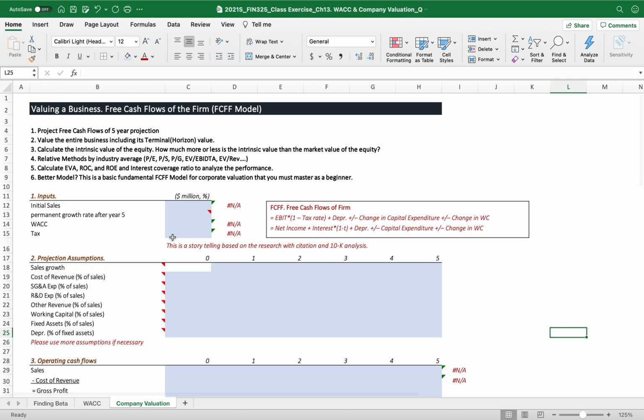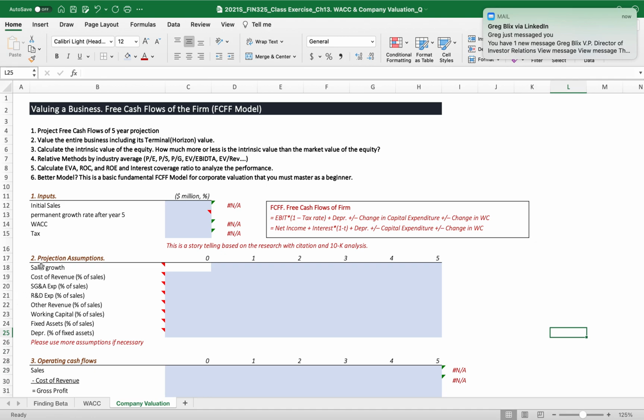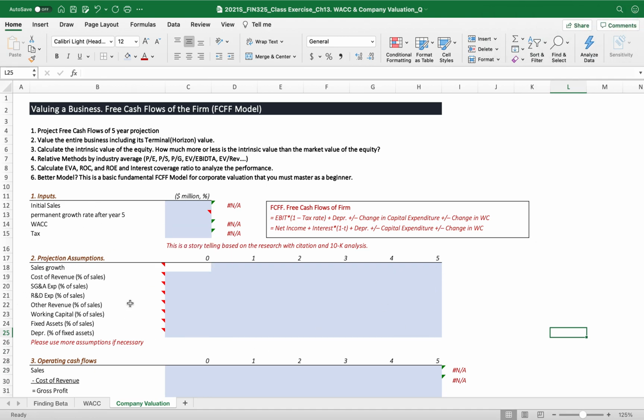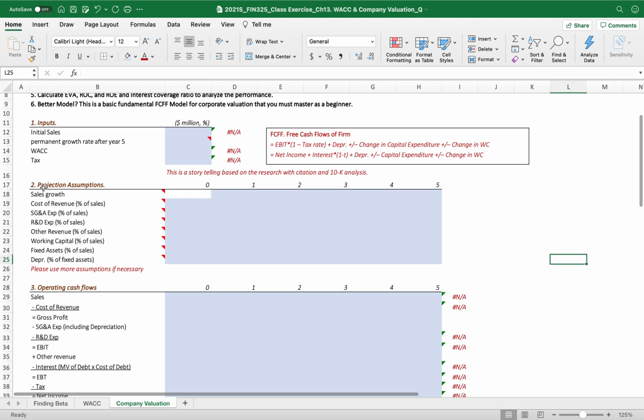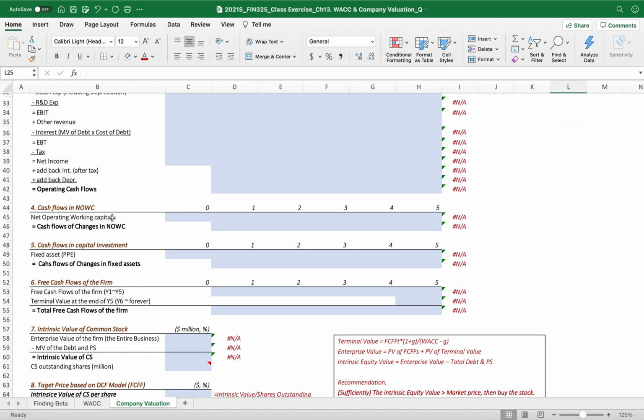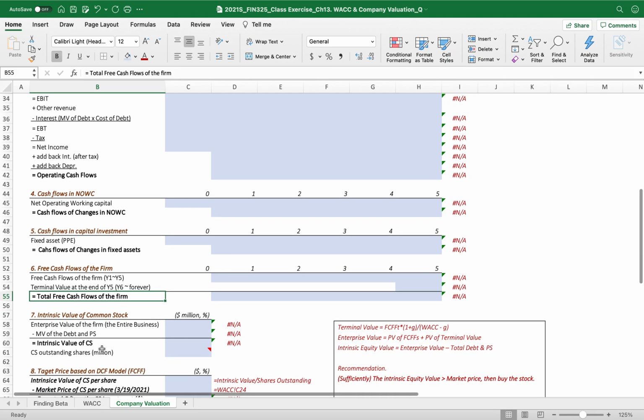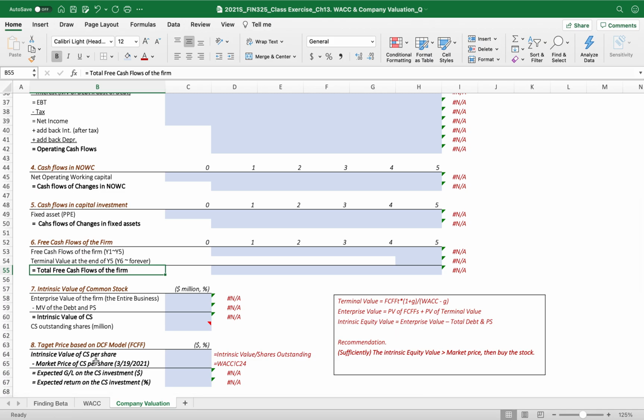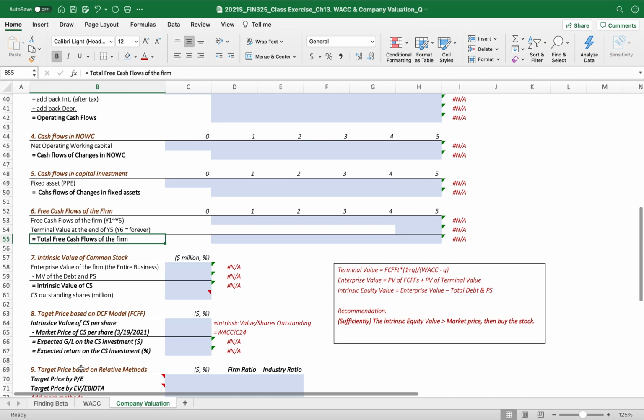Okay, let's start the corporate valuation. We have the input section and the project assumptions. This is the most important part, because we'll link these project assumptions and inputs into the operating cash flows, then cash flows in the operating working capital, and cash flows in capital investment, and then we'll get the free cash flows of the firm. After that, we'll calculate the intrinsic value of the corporation using the WACC discount concept. Then we'll get the intrinsic value of the common stock per share.